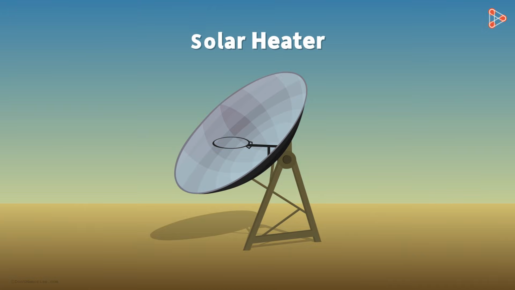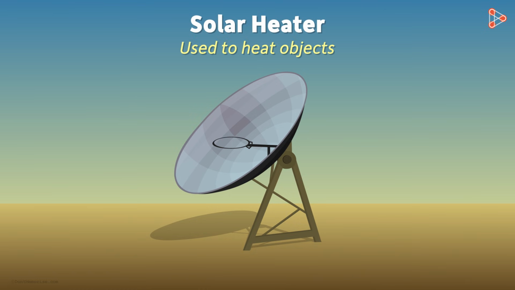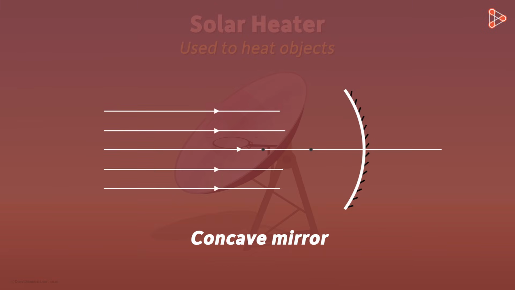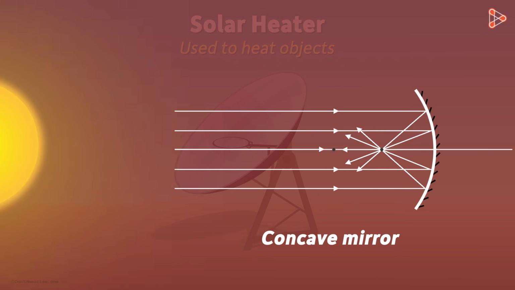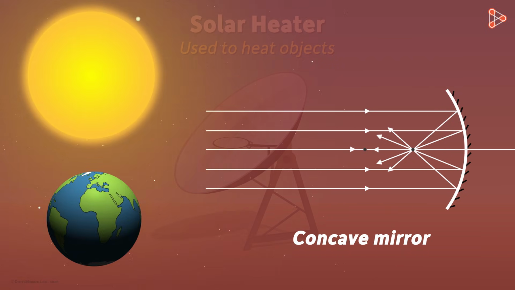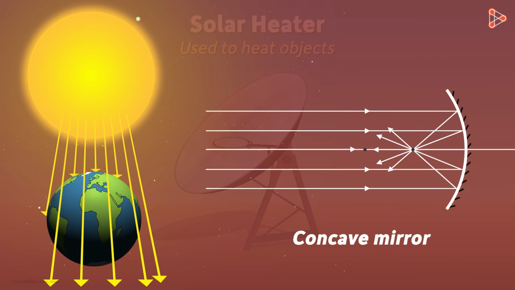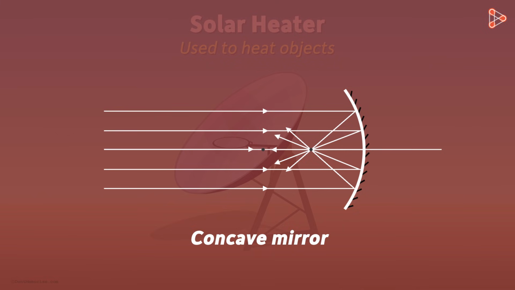Have you seen solar heaters? Solar heaters are the devices that use the energy from the sun to heat something. It is the most common device which uses a concave mirror for its function. We already know that the rays of light coming from the object kept at infinity converge after reflecting from the surface of a concave mirror. Here, the sun is very far away and hence the rays of light coming from it are parallel near the Earth's surface. These parallel rays after reflection converge at a point called focus.